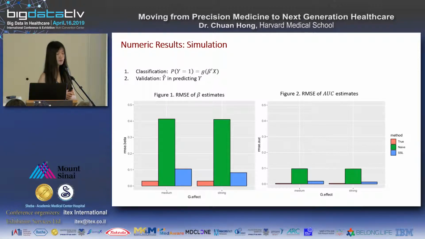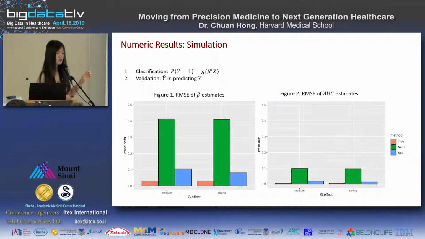And this is some numeric result. Because in reality we never know the truth, it is important to conduct a simulation study. In this simulation, assume we know the true disease status. Here I use Y to denote it. And also, the physician's label is a gold standard.